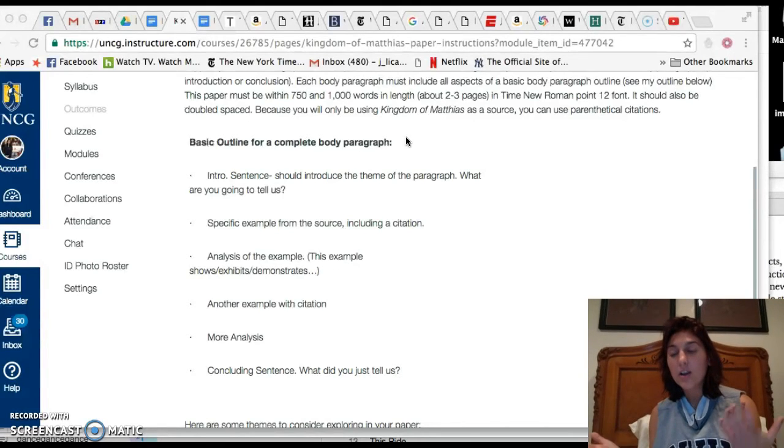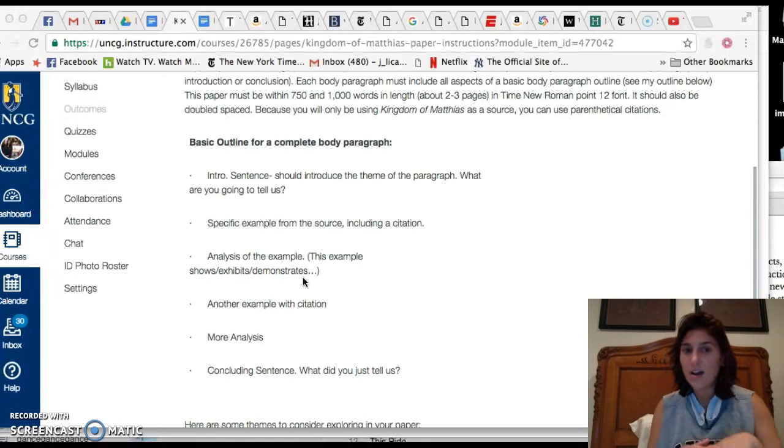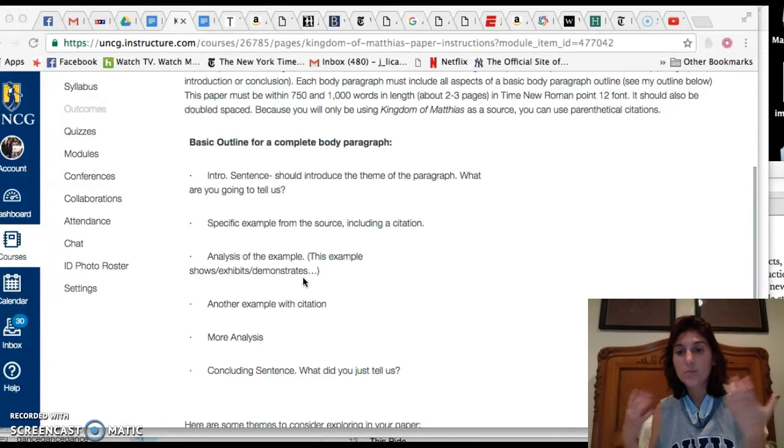And each of your body paragraphs needs to have an intro sentence that introduces what that topic is, one example supporting that, your analysis supporting that, right? And your analysis, a good way to think about analysis is to think of the start of the sentence. This example shows, this example demonstrates, this incident exhibits, right? Just put it straight, and that'll allow you to think about your analysis in an easy and concise and clear way, okay?